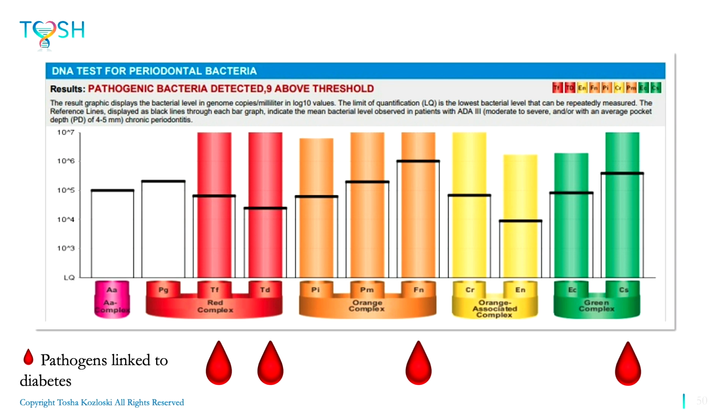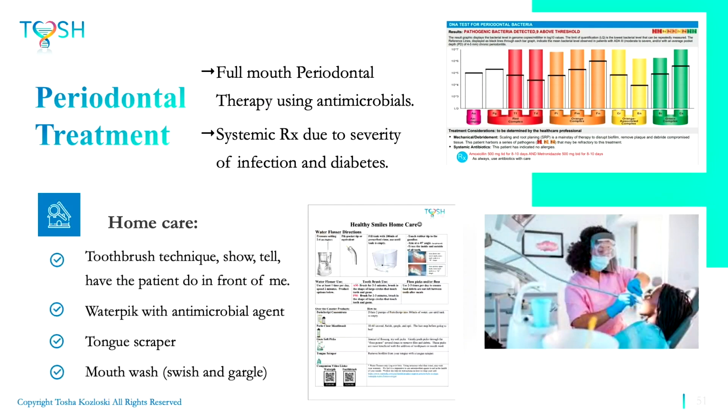So she had 9 of the 11, but not just 9 of the 11. We only go to 10 to the 7th here. I mean, she's topping the charts. So a super, super severe infection. And so the next step is full mouth gum tissue therapy.